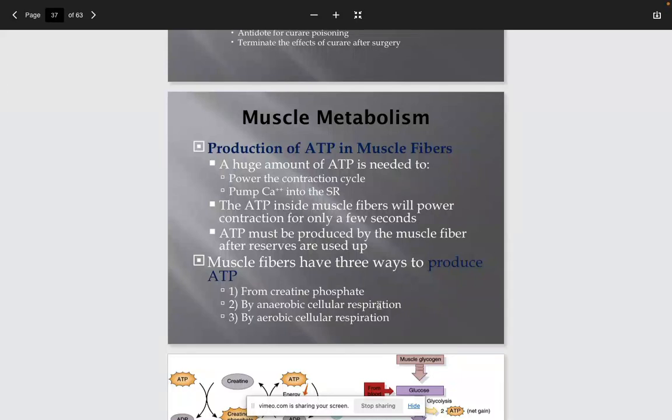A huge amount of ATP is needed to power the contraction cycle. Again, with a lack of ATP, no contraction occurs, and your body is just going to stay in constant tetany, also known as rigor mortis. ATP is also needed to pump calcium into the sarcoplasmic reticulum. The sarcoplasmic reticulum stores calcium, which is released, binds to troponin, and causes a conformational change in the troponin-tropomyosin complex.